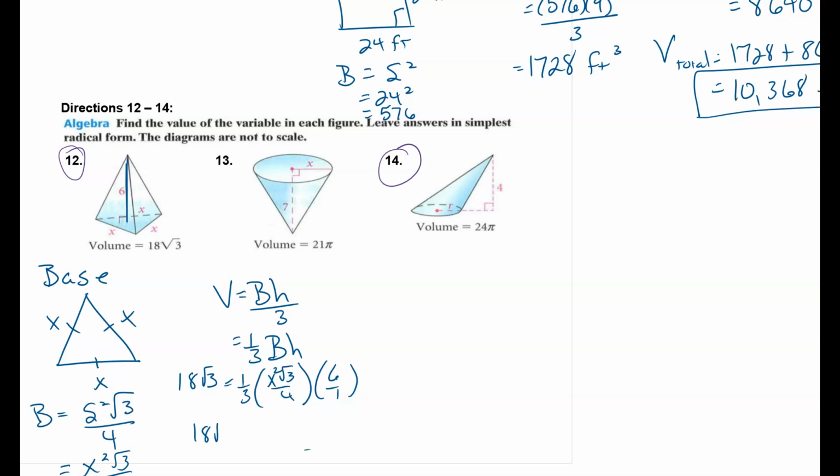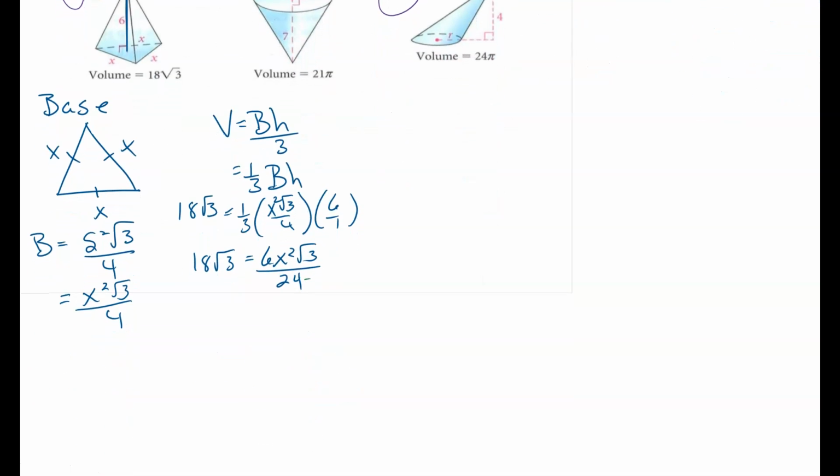So I get 18 root 3 is equal to 6x squared root 3 all over 24. Remember, multiply the numerator and denominator together. I'm going to simplify a little bit more. 18 root 3 equals x squared root 3 all over 4. And now I'm going to start solving. So I'm going to multiply both sides by 4, and that's going to end up being 72 root 3 equals x squared root 3. I'm going to divide by root 3.